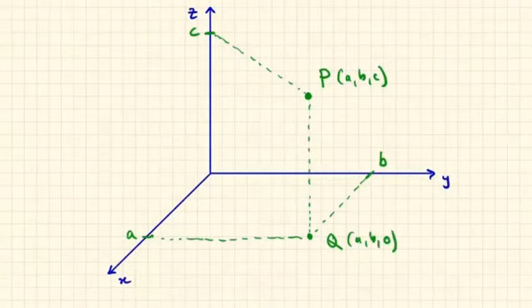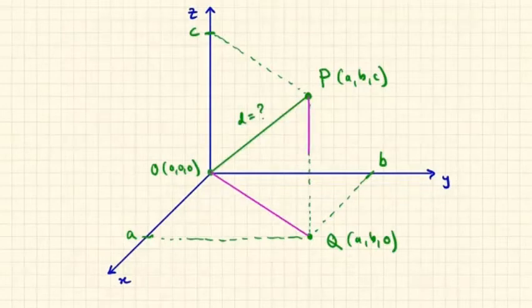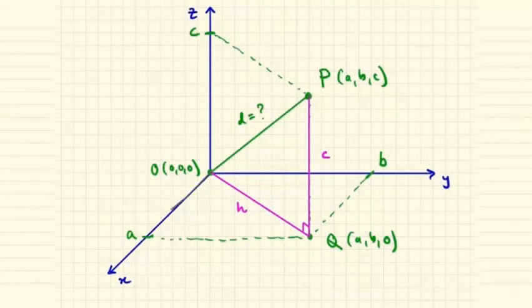Then we can ask, for example, what's the distance from P to the origin O? Call this distance D, say. Can you see Pythagoras lurking? The triangle OPQ is in fact a right-angled triangle, with hypotenuse D. One of the shorter side lengths is this vertical length C. The horizontal length we'll call H, say. But H is itself the hypotenuse of another right-angled triangle formed by O, Q, and the point A on the x-axis. The shorter side lengths of this triangle are A and B.